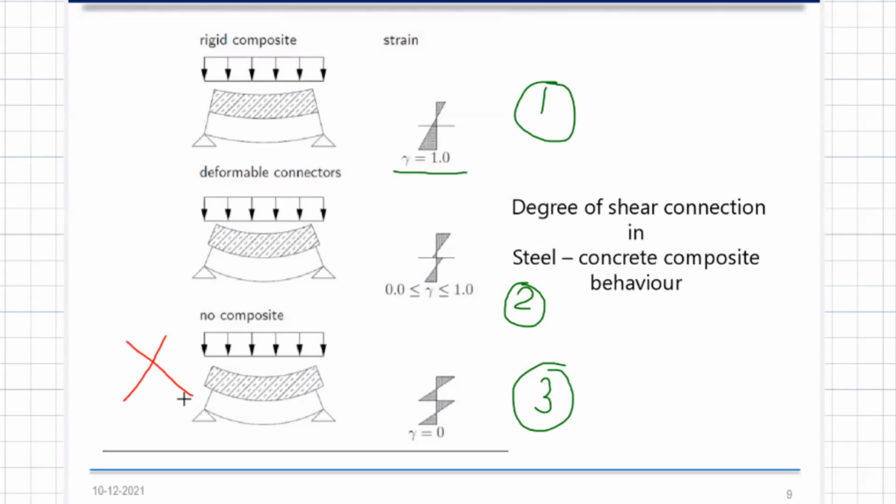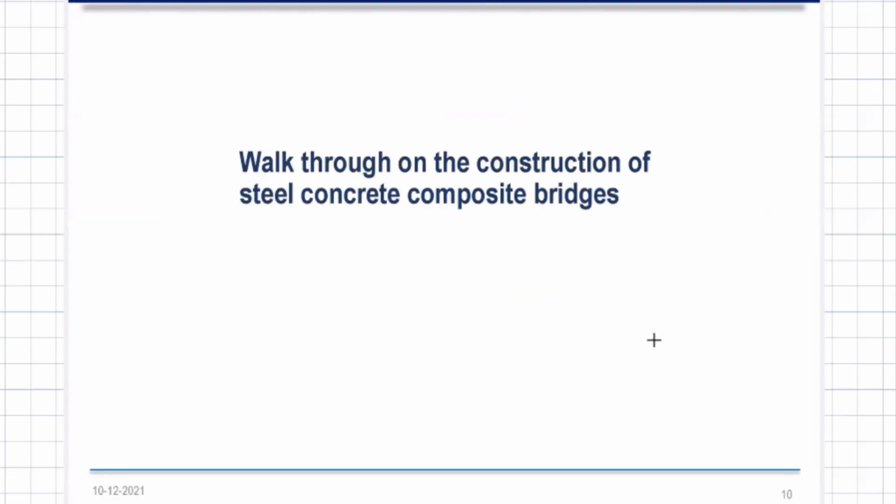This is only a theoretical proposition, and usually these two are the ones which are designed on that. So steel is steel, concrete is concrete, but the way they are connected by the shear connector dictates what sort of behavior. Right. Now, for the young people and the engineers, I'm going to give you a walkthrough of the construction of steel concrete composite bridges. So I give you a little bit of fundamentals of that.